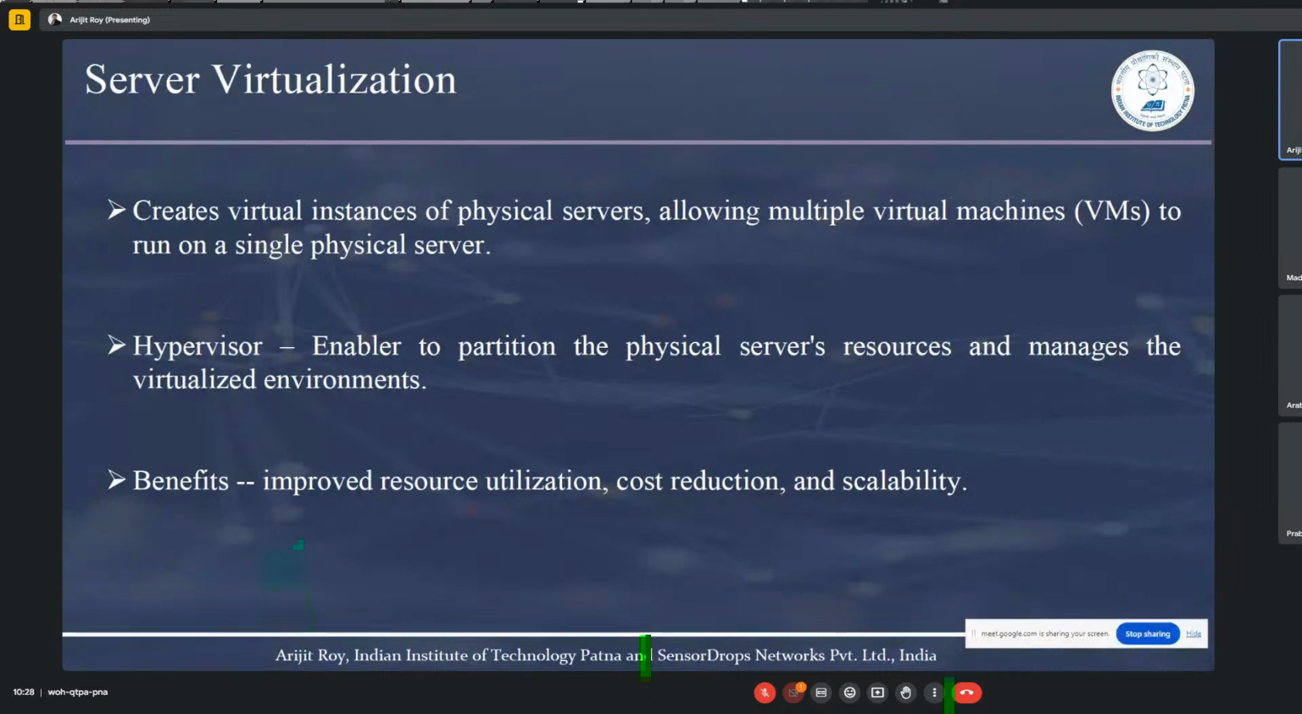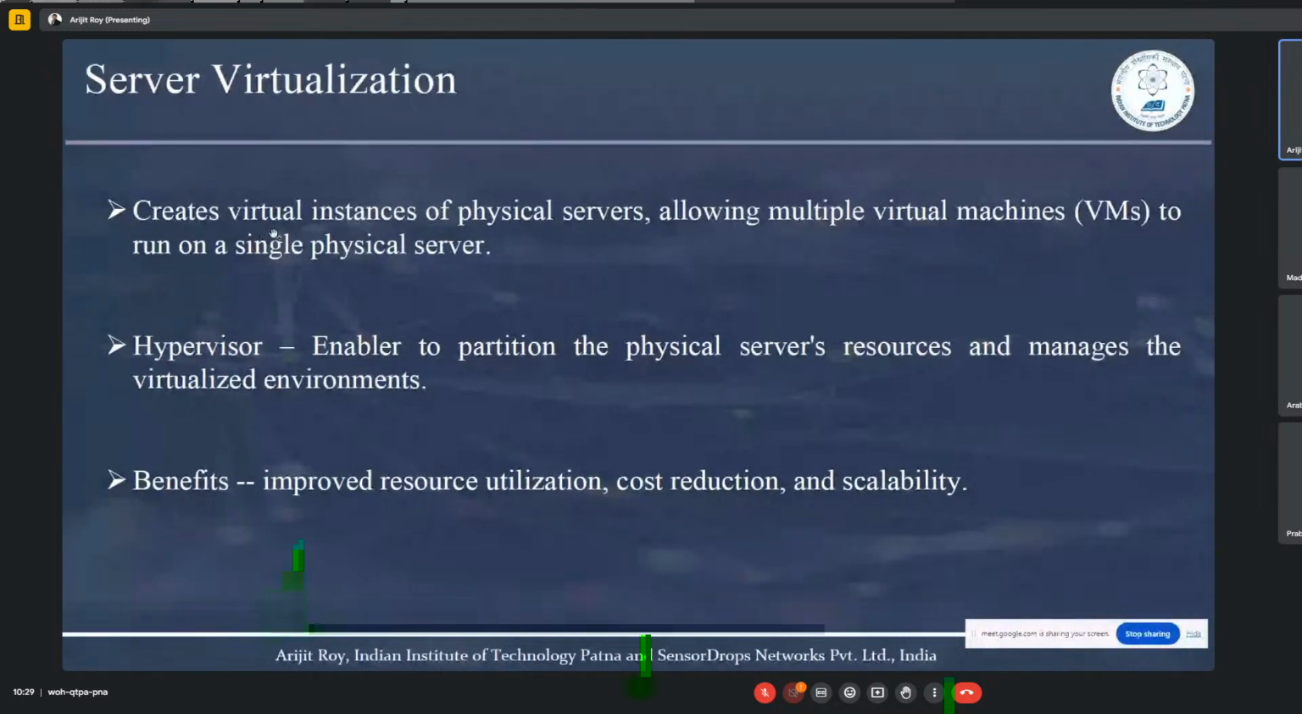Storage, network. We'll try to understand one by one. First, let us start with server virtualization. So server means a server will have a single server that will act as many, right?